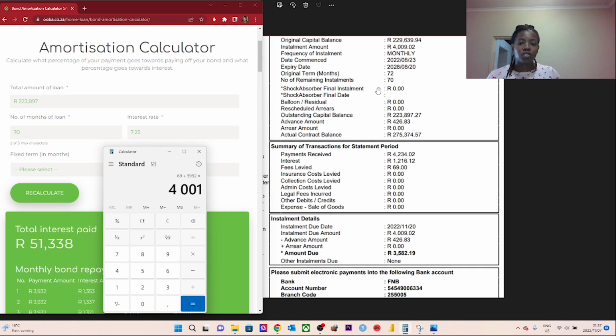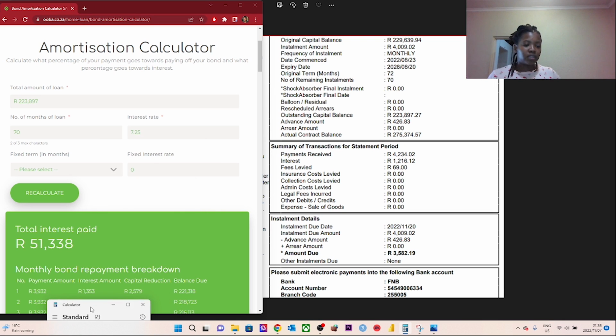So that is the 4,001, that is the installment. So every month I pay 69 Rand in fees and I pay 3,932 Rand towards my loan. That 3,902 Rand is split in this way, where 1.353 is spent towards the interest portion, which is the 51,000 in total over the 6 years. And 2.6 is the capital reduction, reducing my balance in the next statement to that amount.